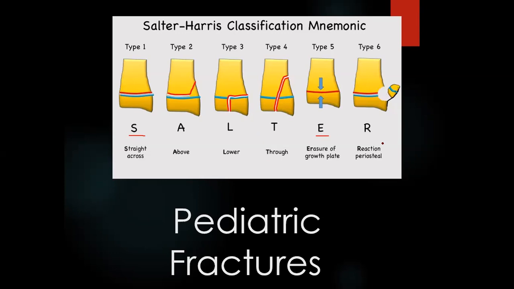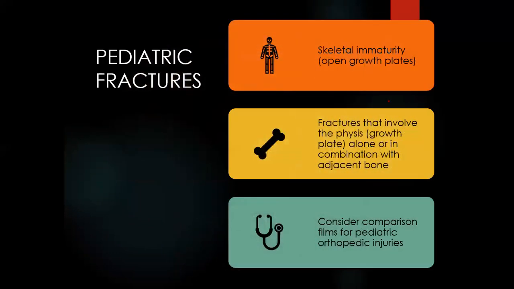And then the R is a reaction of the periosteum. So you can see how this is like the periosteum tore away. Remember the periosteum, they call it the cortex because it's like the bark on a tree. All right, so if you rip some of that bark away, that would be an R, or a type 6 Salter-Harris fracture.